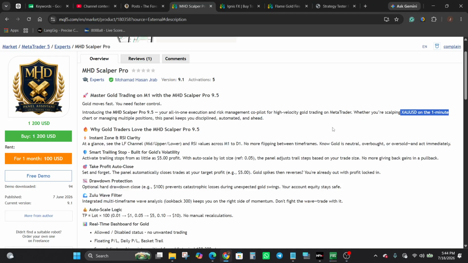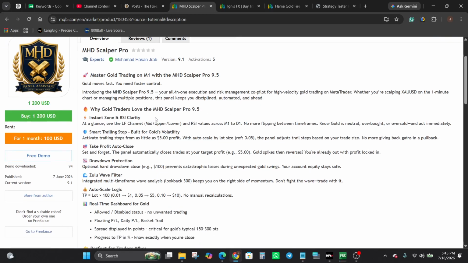Okay, the listing frames this primarily as a trade management panel. It displays an LF channel with mid, upper, and lower levels, along with RSI readings across multiple time frames from M1 up to daily. Okay, so you can see momentum context at a glance rather than switching charts manually.